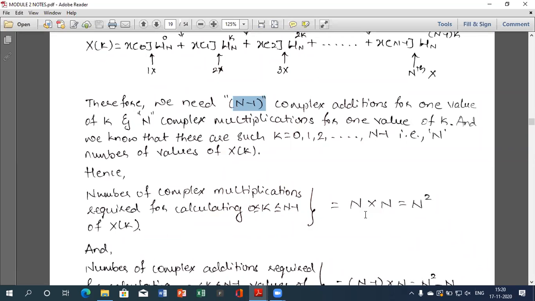I hope you guys are getting this. If I need only one value of k, then I need n complex multiplications. If I need n number of x of k, then I need n cross n, that is n square complex multiplications, to find the complete x of k with respect to multiplications.